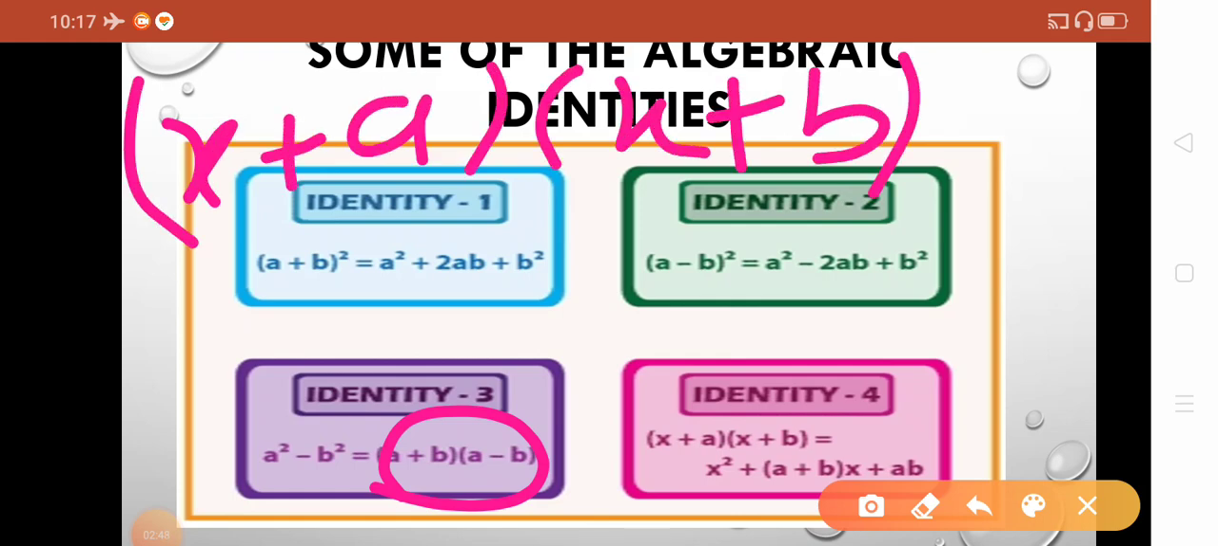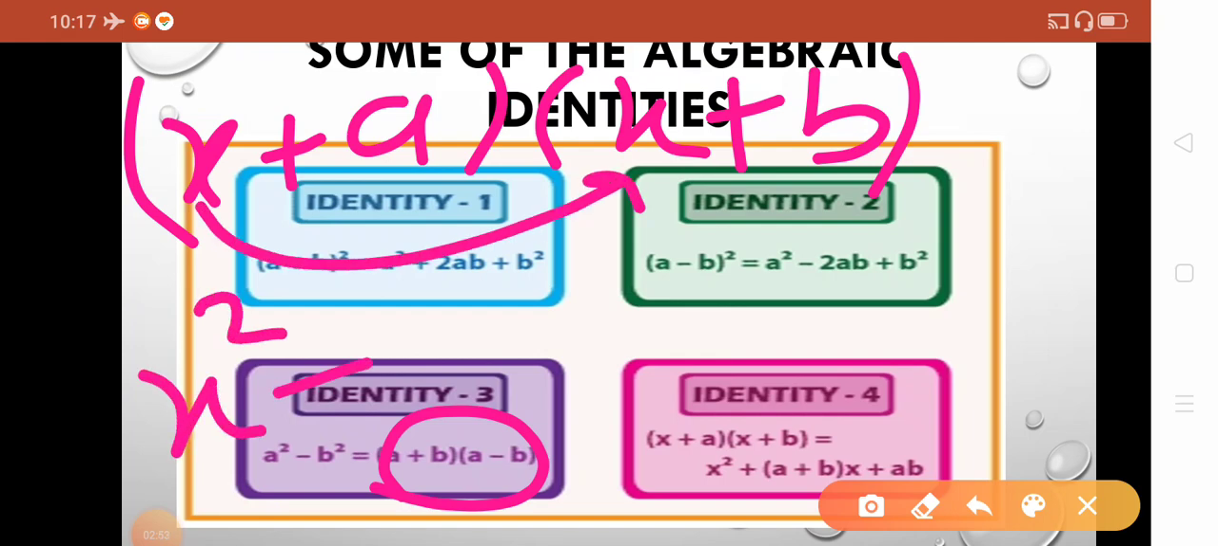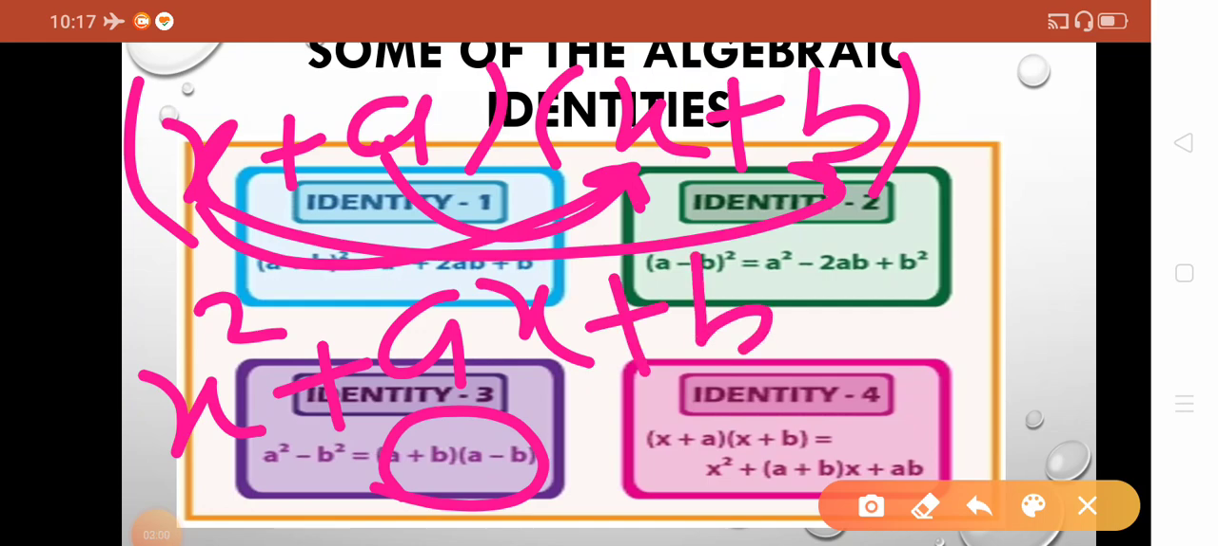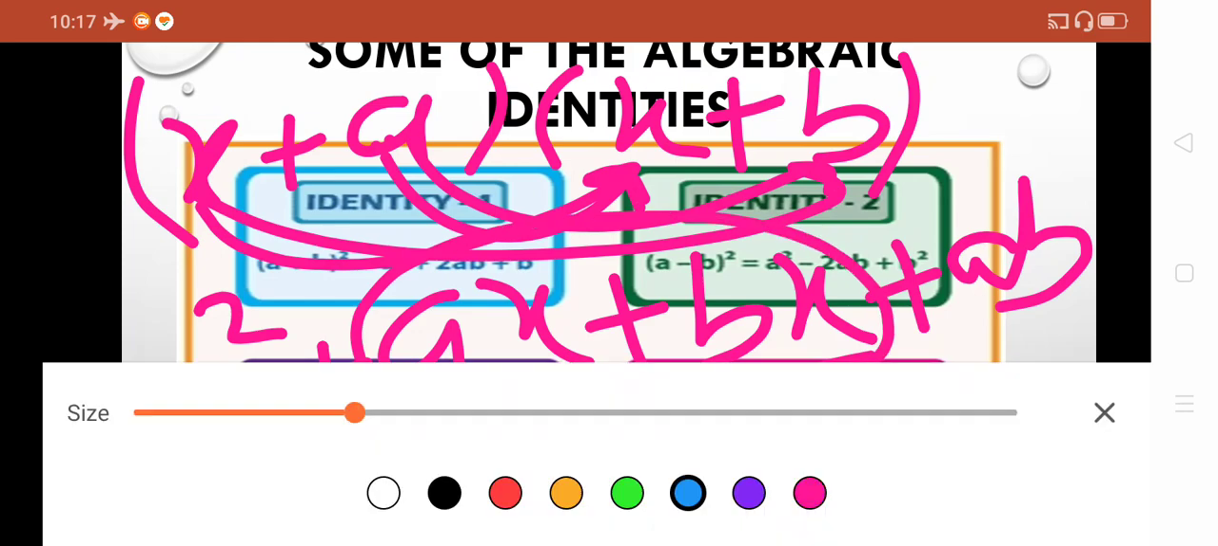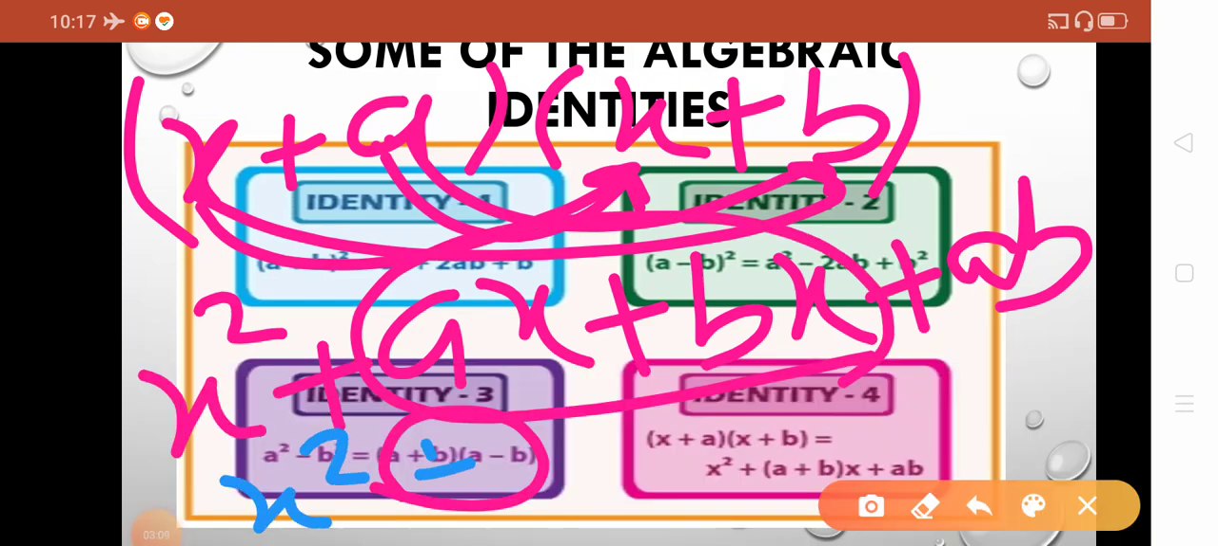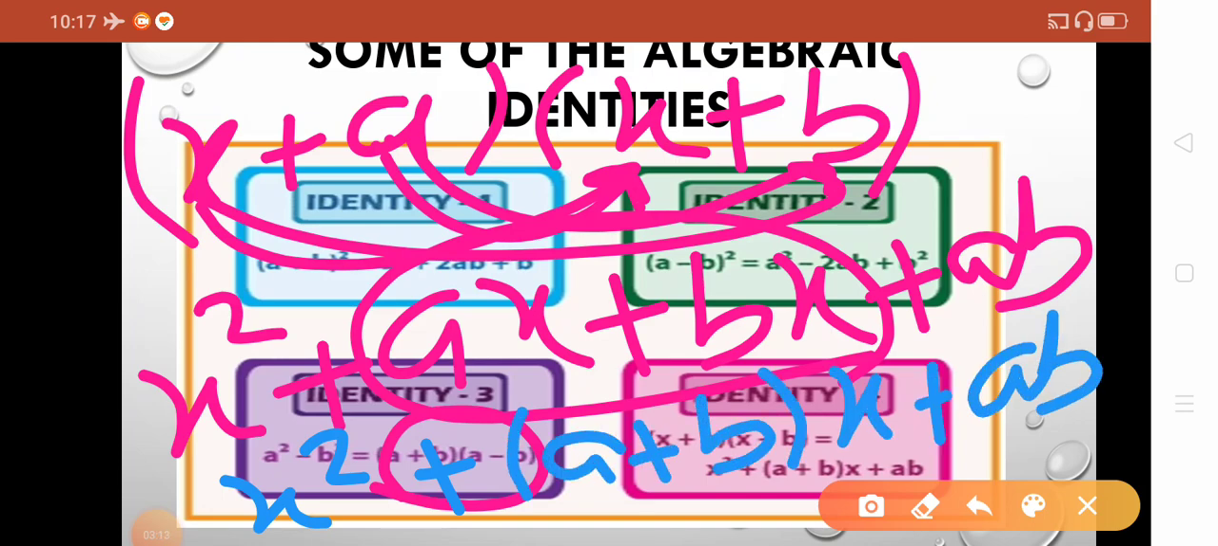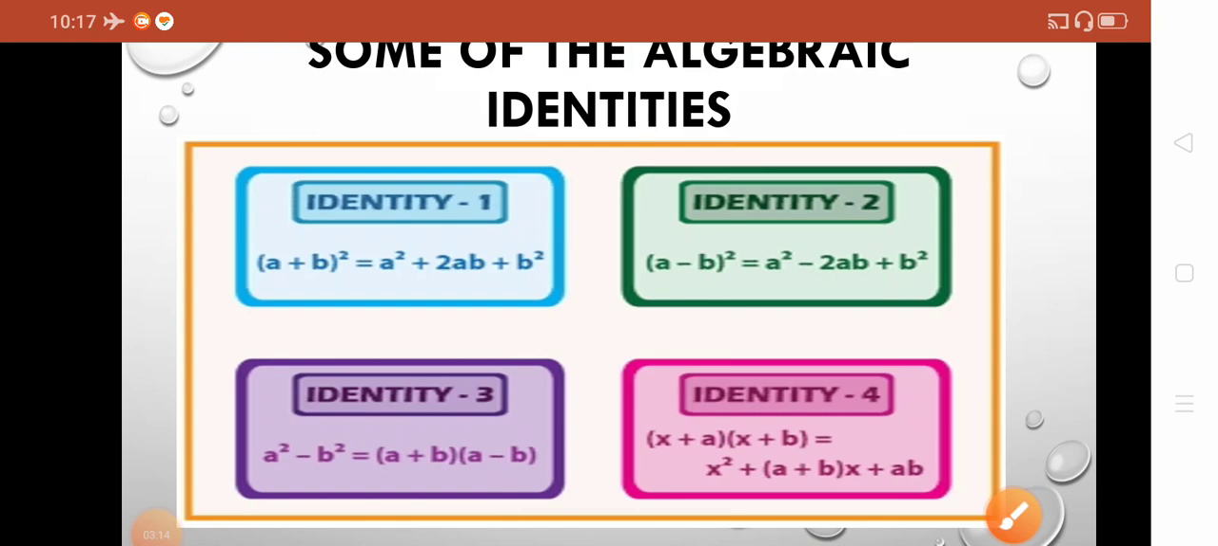In simple words, we can say that if we have (x plus a)(x plus b), what you have to do? First of all, you have to multiply x with x. It comes out to be x square. Then plus a and x, ax. Then we have x and b, that means bx, and a and b, ab. Now taking x common, we have x square plus (a plus b)x plus ab. So this is your identity: (x plus a)(x plus b) equals x square plus (a plus b)x plus ab.